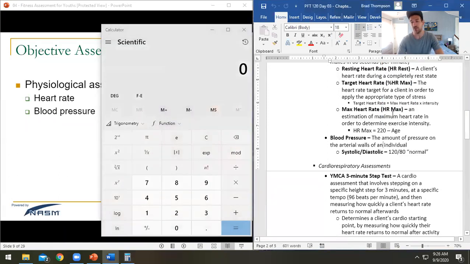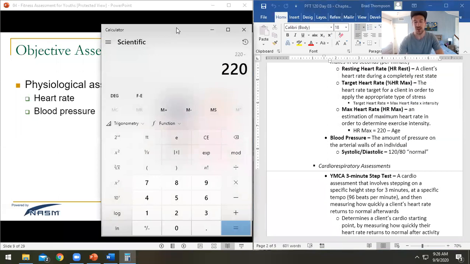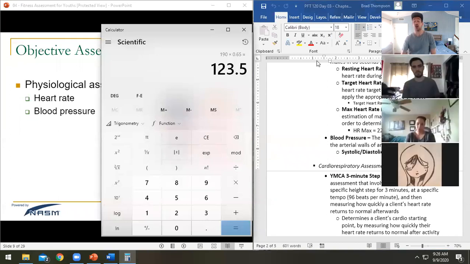So we take 220 minus their age, and they're 30 years old. That gives us the 190. Then we multiply it by 65% of their heart rate max, so we go times 0.65 for 65%. That means their target heart rate is 123.5, and we'll round it up to 124. So I'd say, okay, I want you to get on the treadmill, and I don't want your heart rate to come below 124, and I want you to do 20 minutes. Not bad, right?